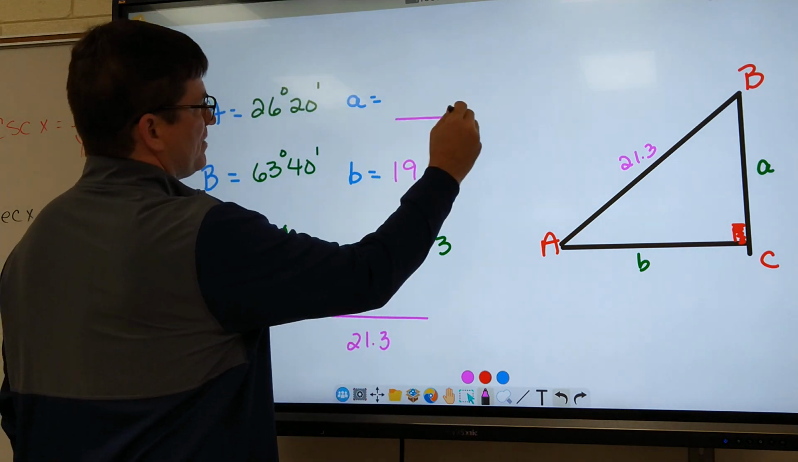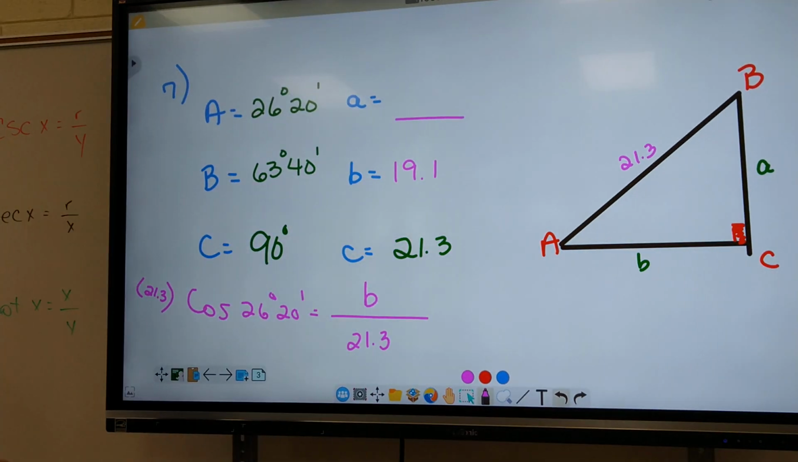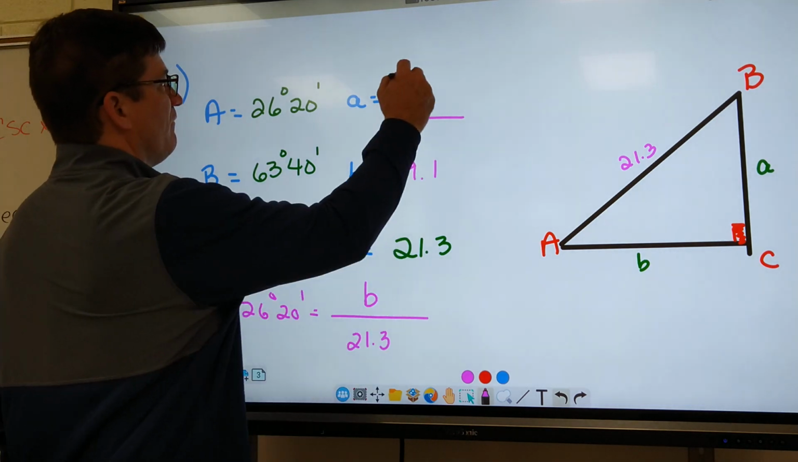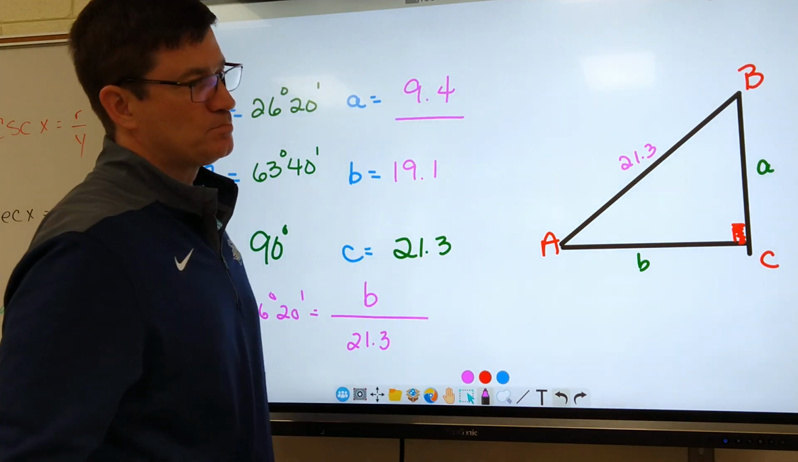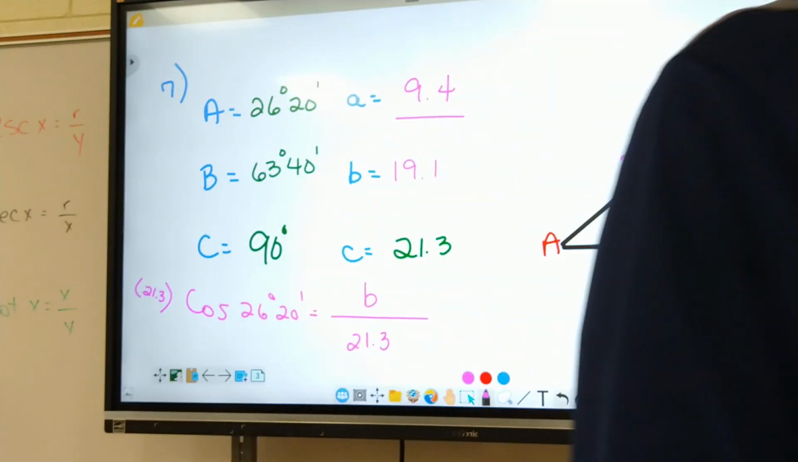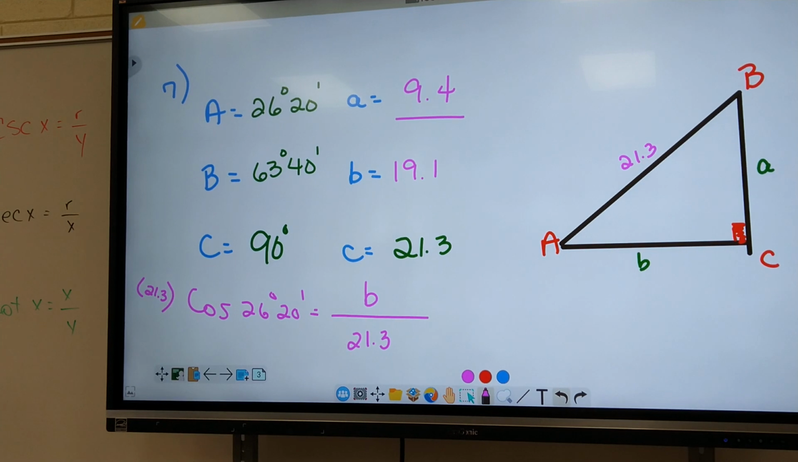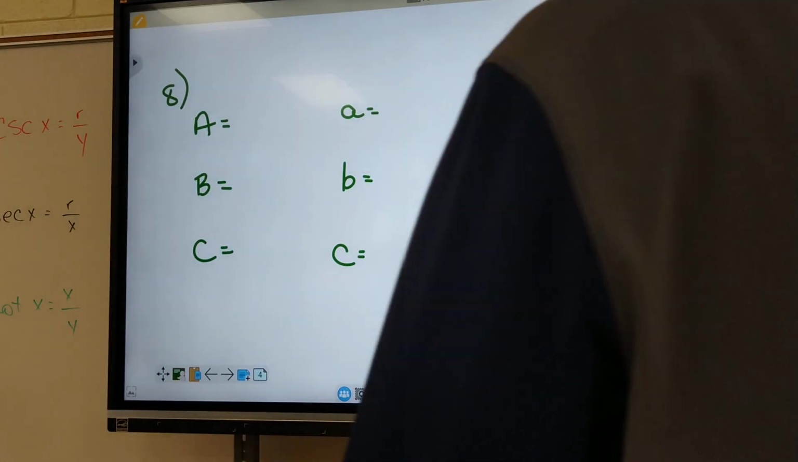All right, Laney, how are we going to find side A? What's the quickest way to find it again? A squared. Very good. So we're going to do 21.3 squared minus 19.1 squared equals, and then take the square root of what's left over. I got 9.4. See where this one's a little different.